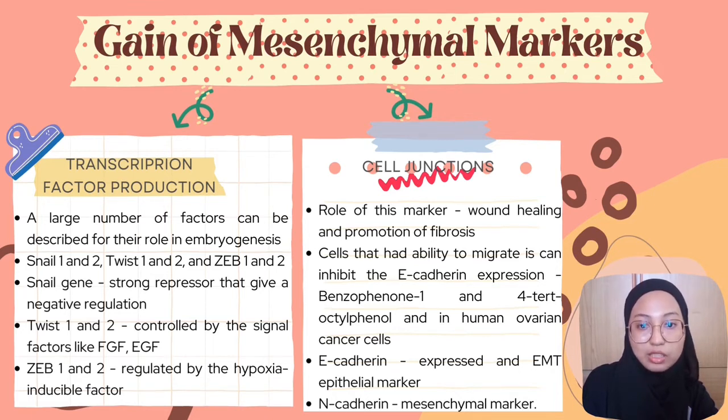Cells that have the ability to migrate can inhibit E-cadherin expression as it coincides with increasing N-cadherin expression, as shown in the case of benzophenones 1 and 4 OT-phenols. In human ovarian cells, the role of this marker was first described in wound healing and promotion of fibrosis, by aiding the differentiation of resident tissue fibroblasts into myofibroblasts.